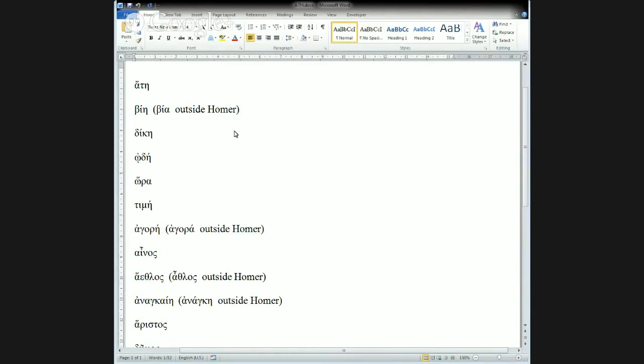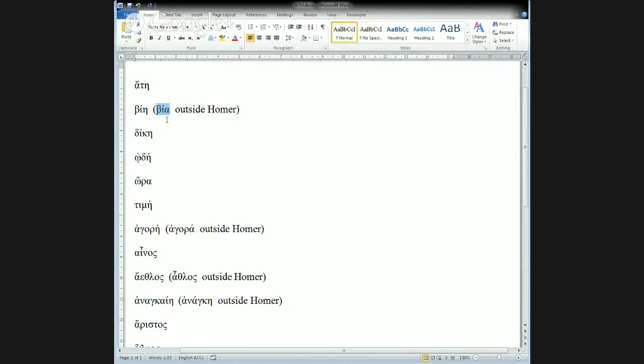I'm not going to look at all of these, but the second one down, I had to mention this. I'm not actually sure if this is in the core vocab, but this says BA, which we know well, right? What does BA mean? Force. And then in parentheses I say Bia outside Homer. Right. Because if we were learning Attic Greek or Greek in Plato, we would have learnt it as Bia.